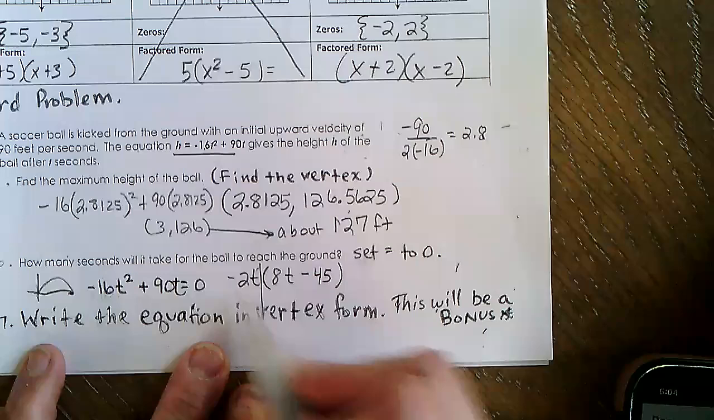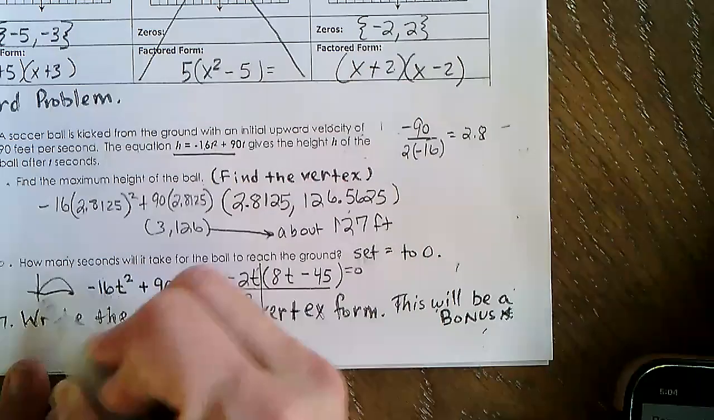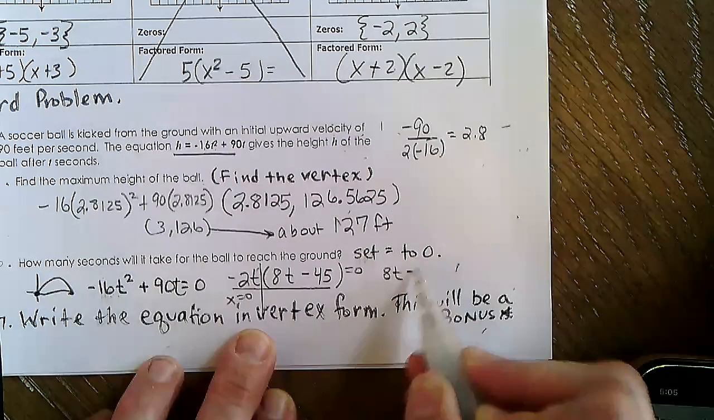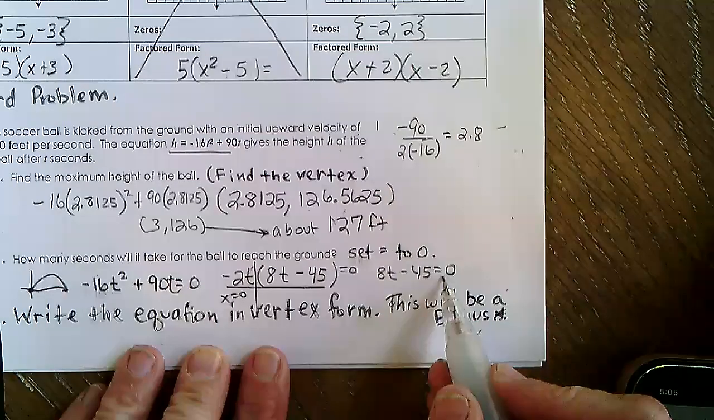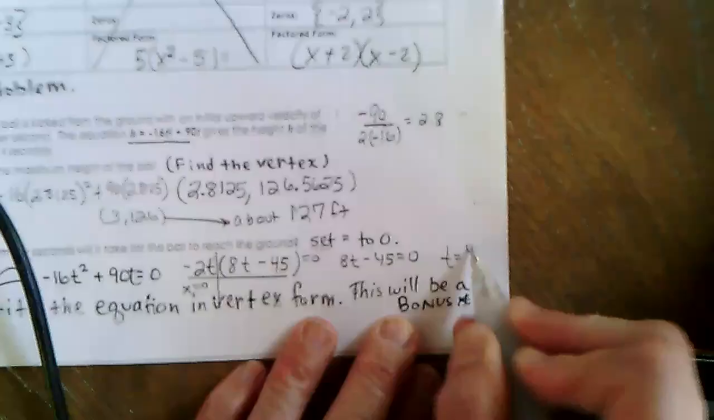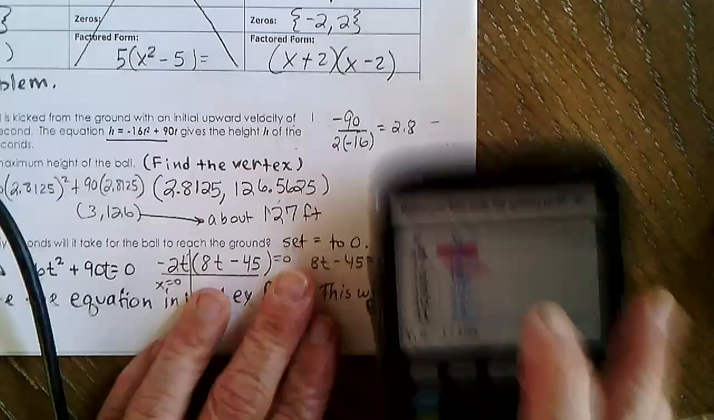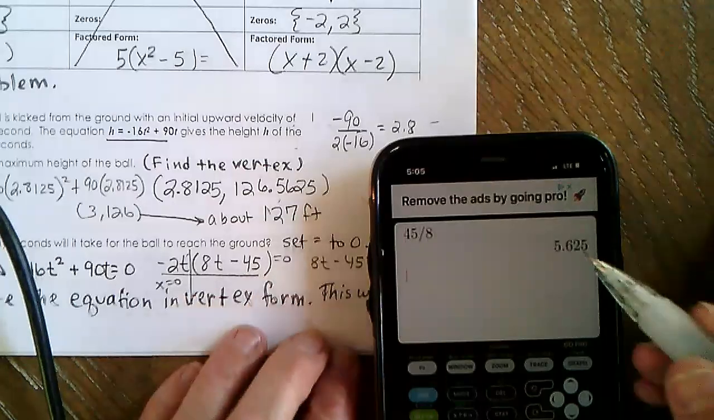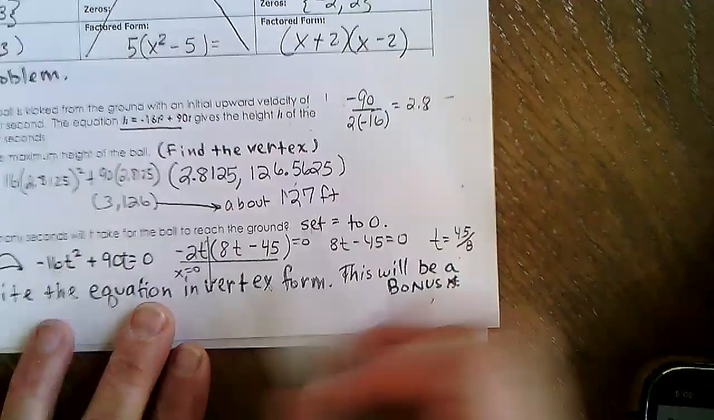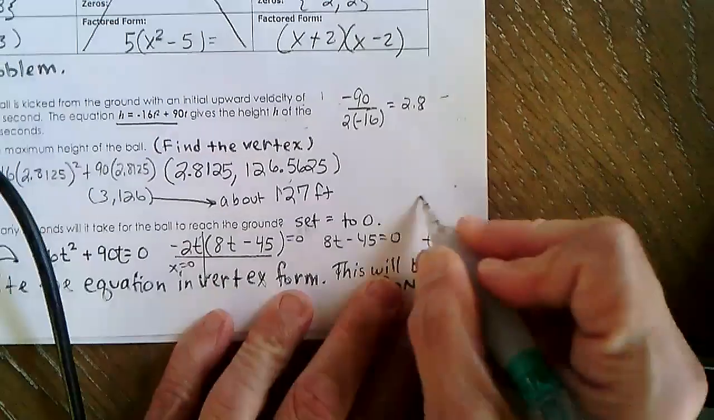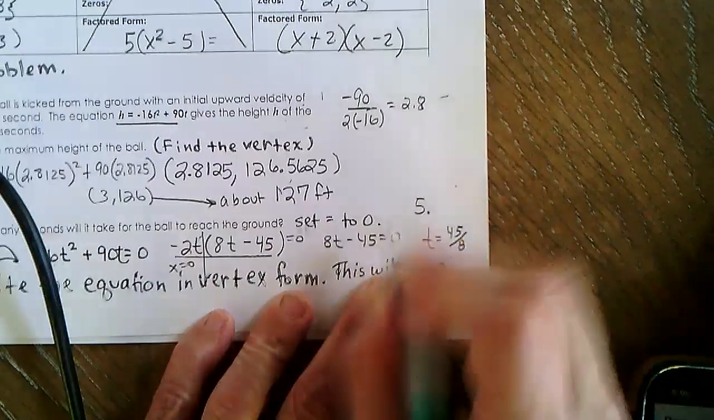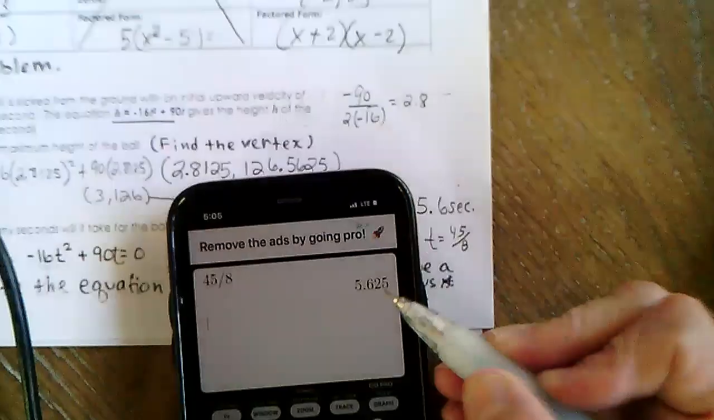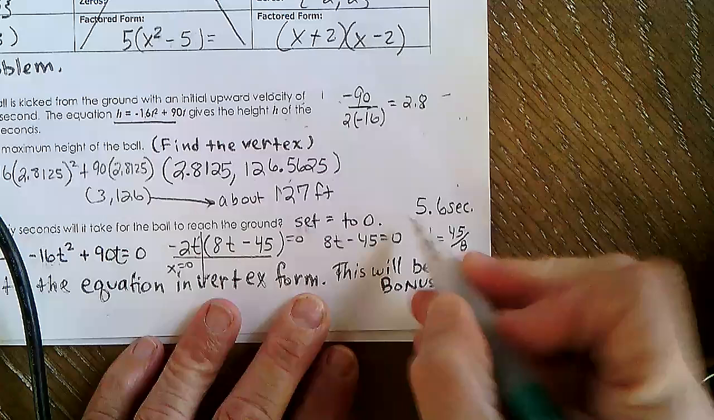So then that means that it crosses at 0, which is the starting point. And then it launches and it's going to cross at 8t minus 45 equals 0. Add 45 and divide by 8, and that's going to give me 45 over 8, which is 5.625. So it's going to fall somewhere between, how many seconds? 5.6 seconds. So 5.6.